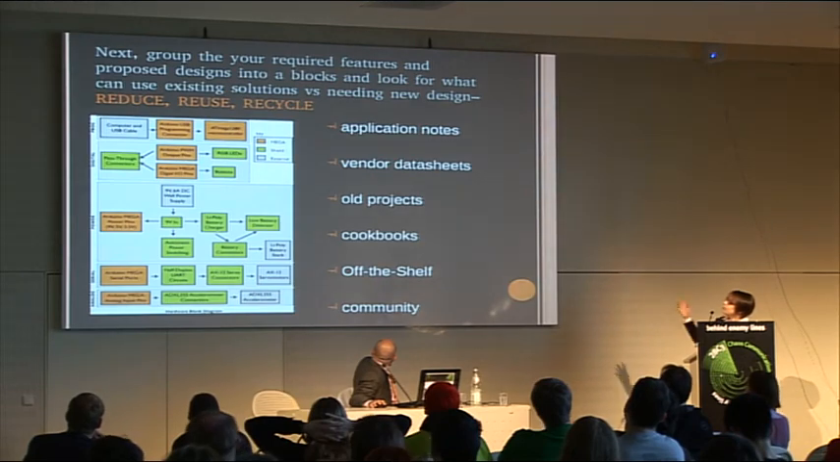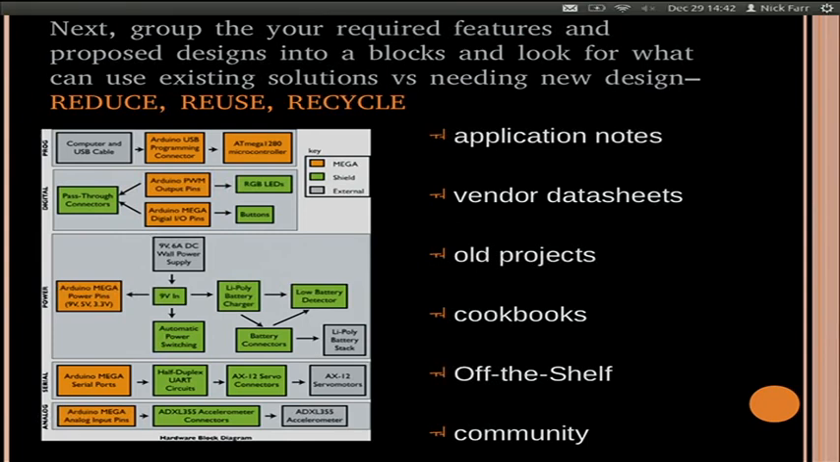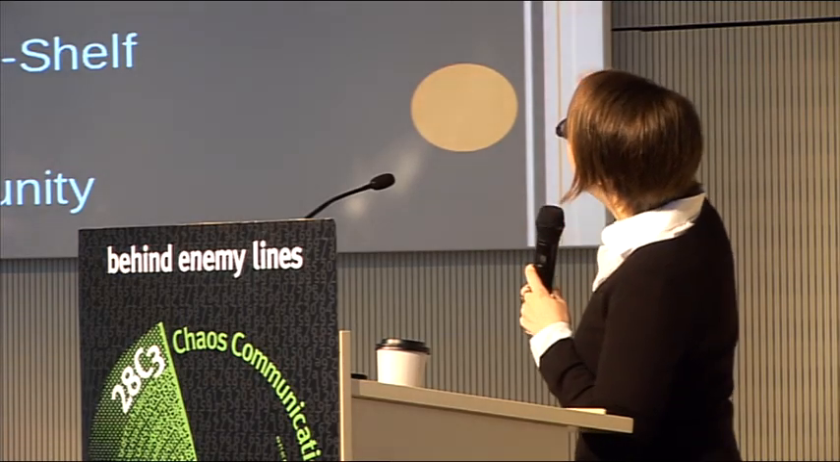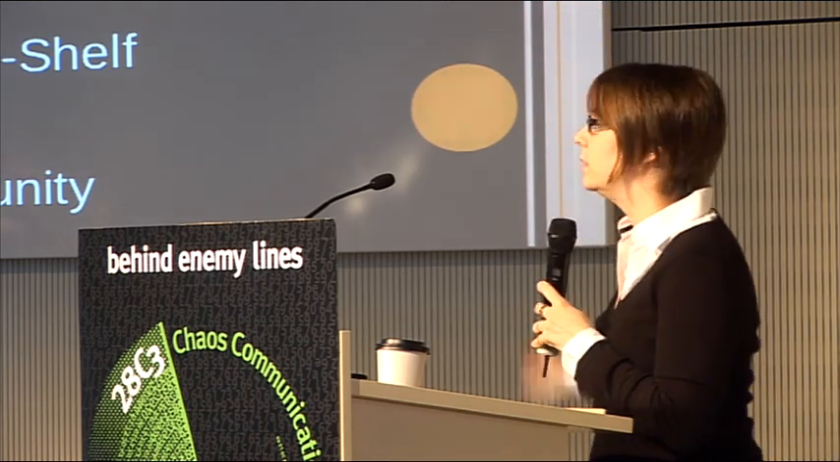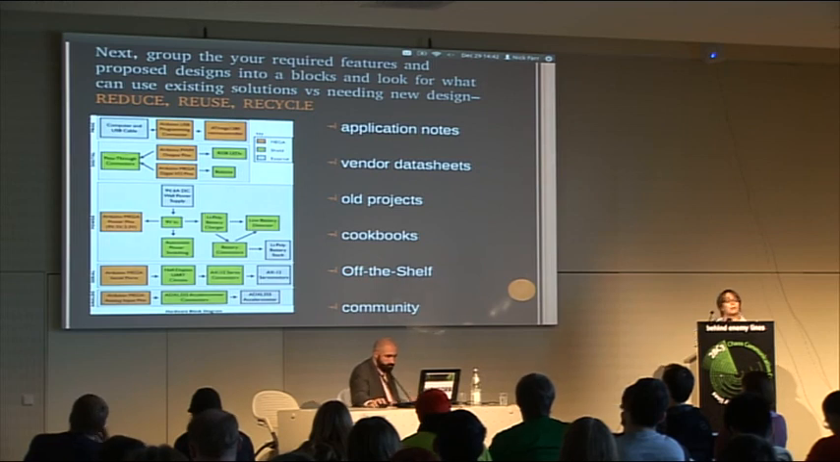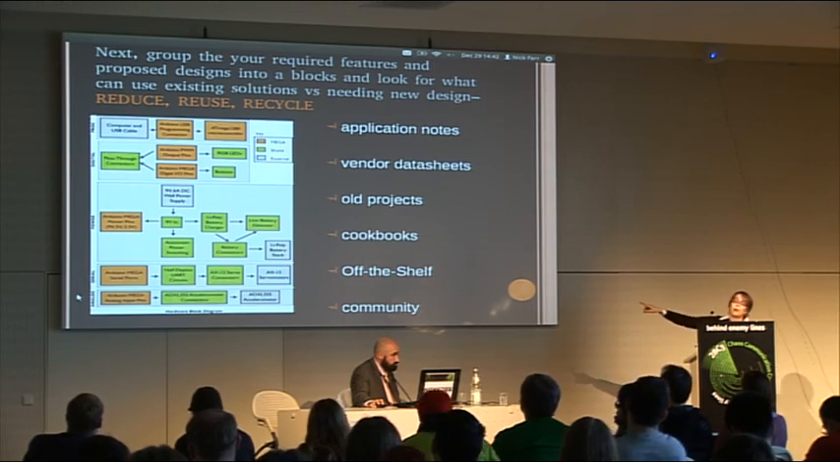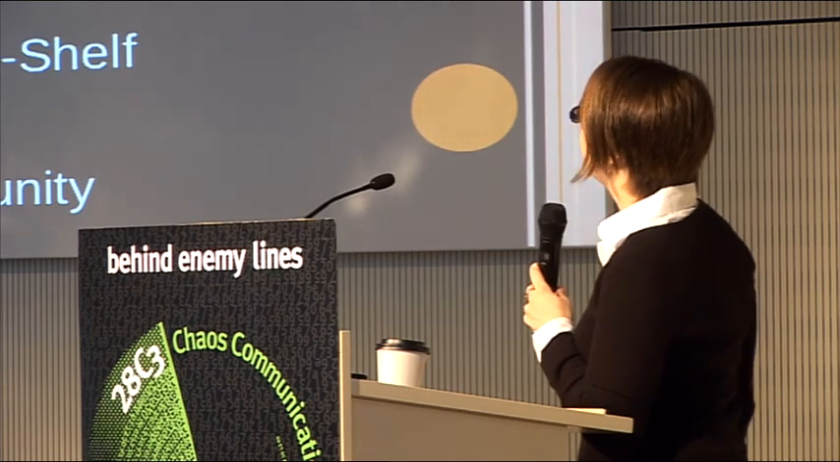This is what I did for that demo robot: I broke it down into modules and asked, what already exists that I can reuse? Because if I have to redesign everything and be original every time I make something, I'm never going to get beyond a blinky light. For hardware, you go through application notes, data sheets, old projects, cookbooks like Horowitz and Hill, off the shelf parts, and other things in the community, because someone else might have already built what you're looking to build, and you just need to put a little extension on it. Then to be rigorous, I break it down into block diagrams and look at the input-output relationships, much like you would with an input parser going to an operating system.